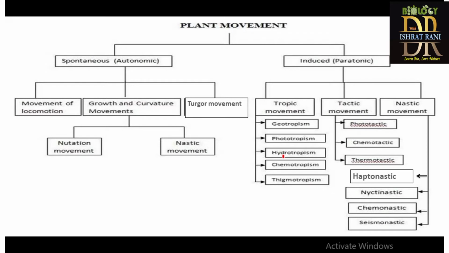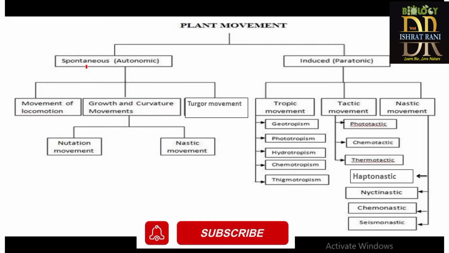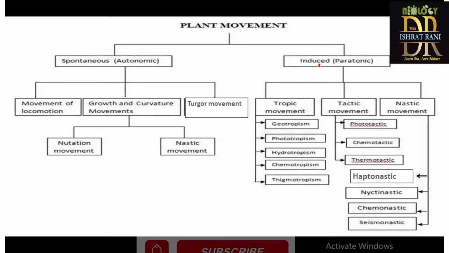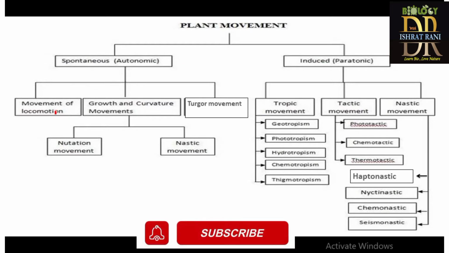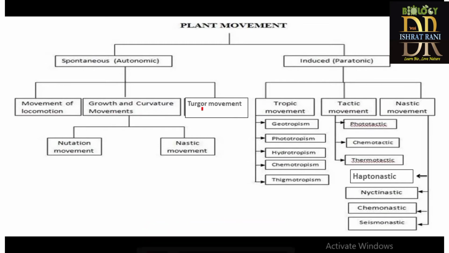So here is a classification of different types of movements. We have basically two types of movement: spontaneous movement, or you can call it autonomic movement, and the second one, induced movement or paratonic movement. Further, spontaneous movements are divided into movement of locomotion, growth and curvature movement, and turgor movement. These are the types of autonomic movement. And we have different types of induced movement: basically tropic movement, tactic and nastic movement. We will discuss these movements in detail.